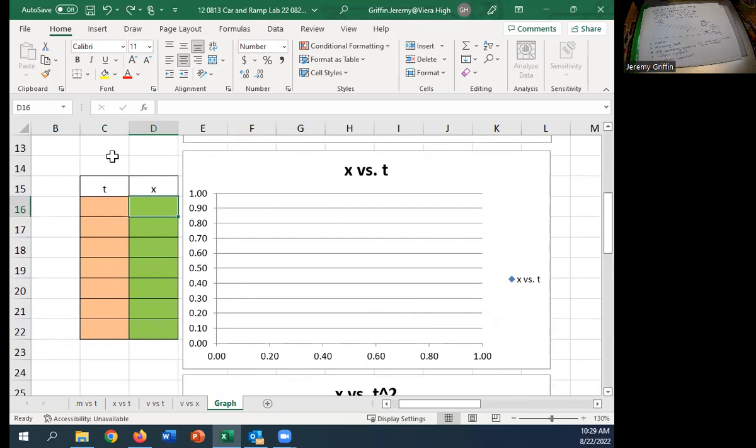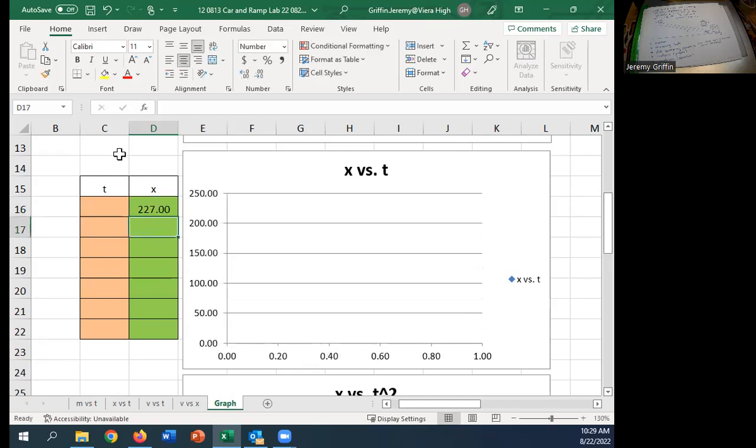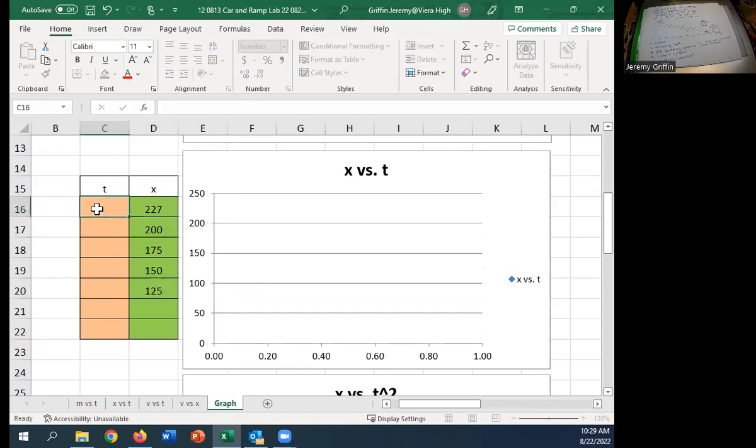227, 200, 175, 150, and 125. What were the corresponding times? 3.47, 3.37, 3.27, 2.87, and 2.73. All right, that's about what that should look like.